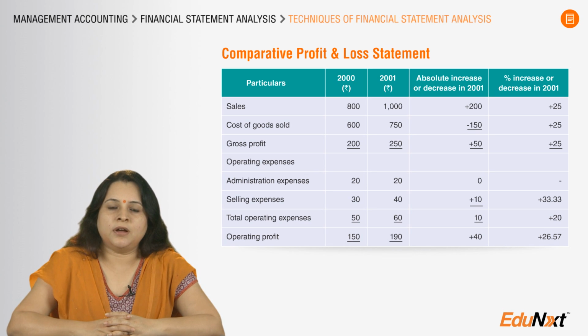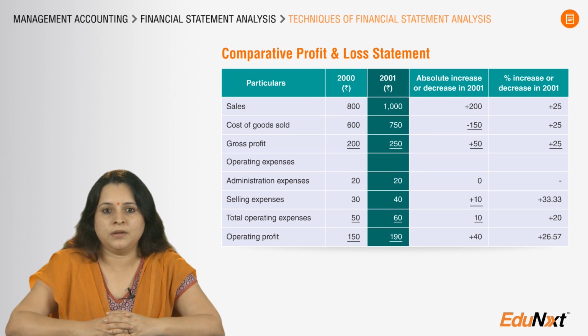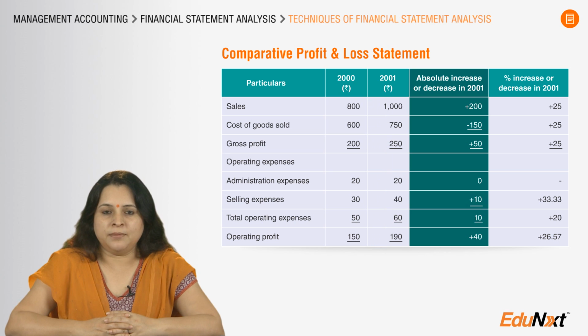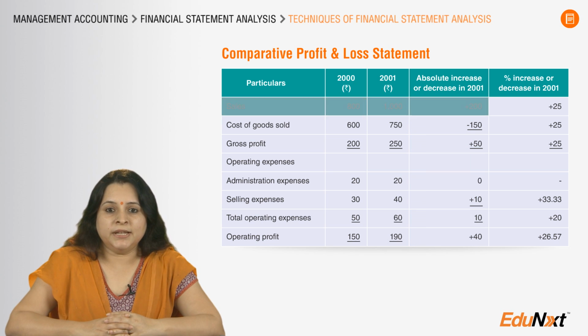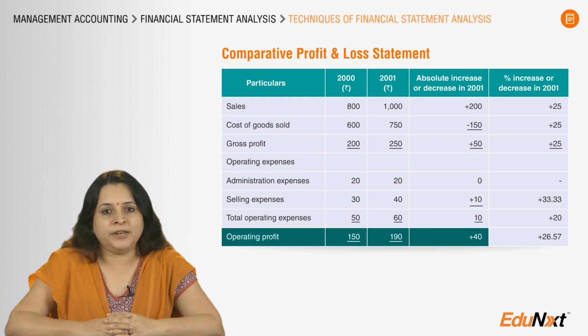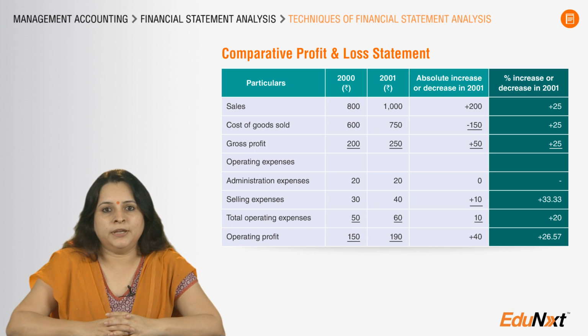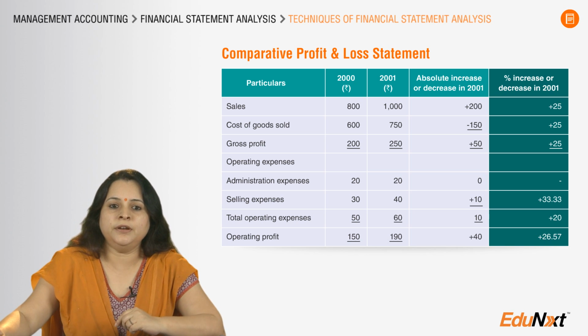shows the profit and loss account for a hypothetical company for 2 years, that is 2000 and 2001. The absolute increase or decrease in amounts of all the line items in the P&L account are shown. You can see that the sales is increased by 200 rupees in 2001 compared to sales of 2000. The operating profit has also increased by 40 rupees in the year 2001 compared to the operating profit of the year 2000. The last column in the statement shows the percentage increase in line items of 2001 compared to the profit and loss account in the year 2000.